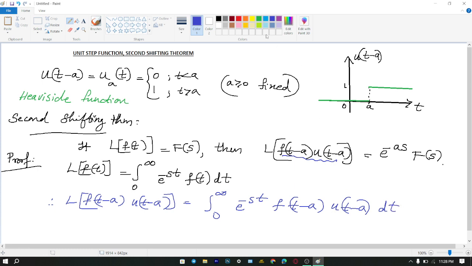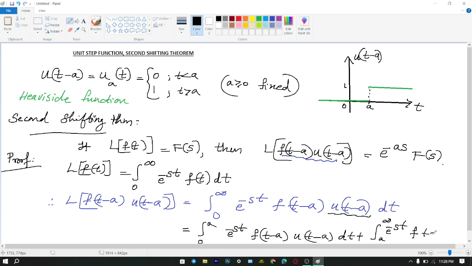Now here u of t minus a is our unity step function. In order to apply its values, we can split this integral like this. At first, the integral is from 0 to a e raised to minus st f of t minus a u of t minus a dt. Now the second one is from a to infinity e raised to minus st f of t minus a u of t minus a dt. Now we can apply the function values here.